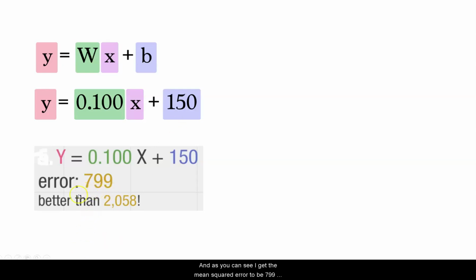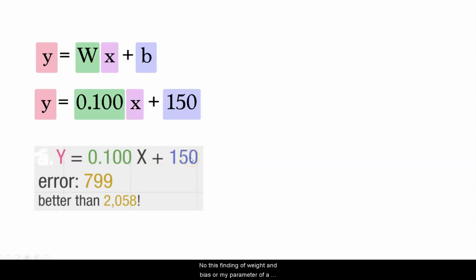its average to come up with my mean squared error. And as you can see, I get the mean squared error to be 799, which is far less than the error I had for my first model, which was 2058. So now I can conclude that my best model is y is equal to 0.1x plus 150, where 0.1 is the weight and b is 150.